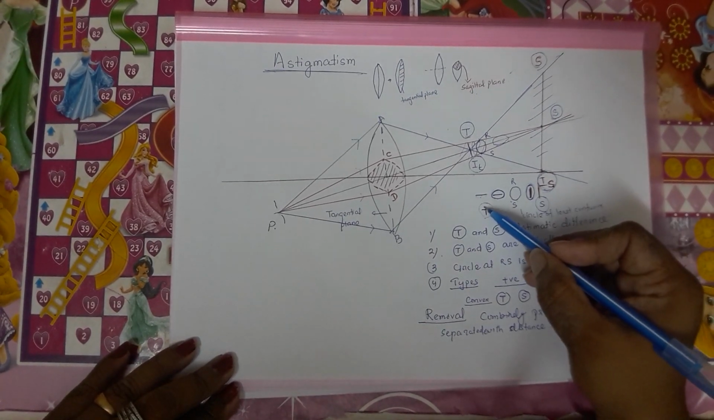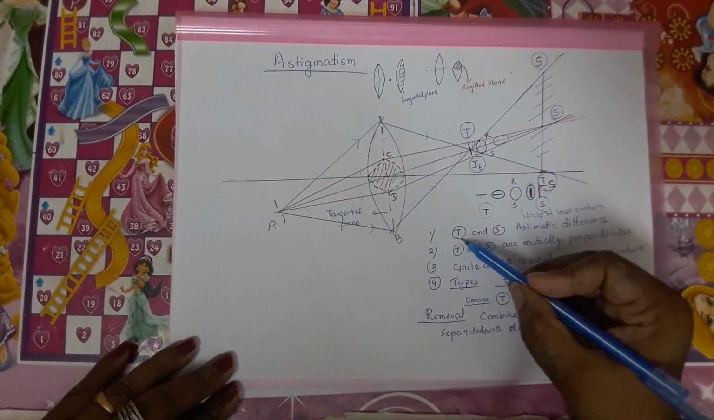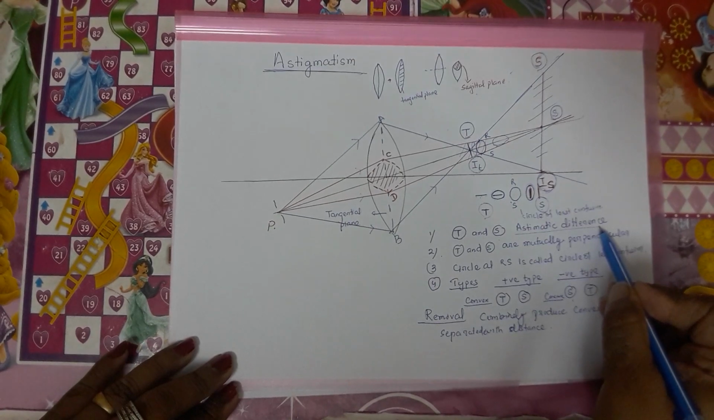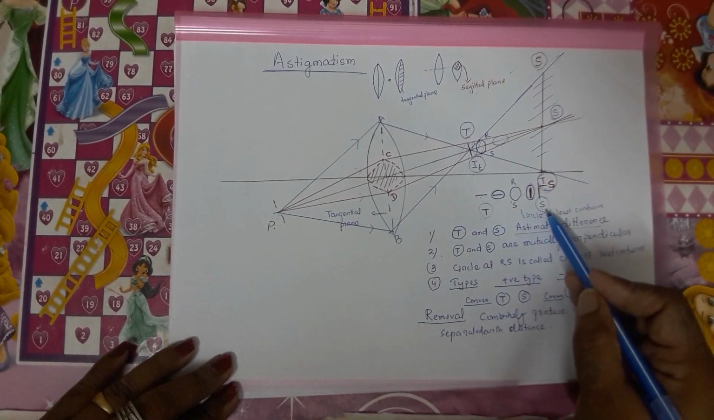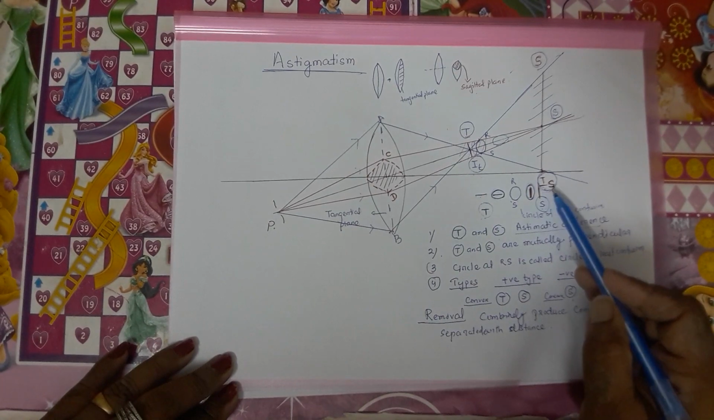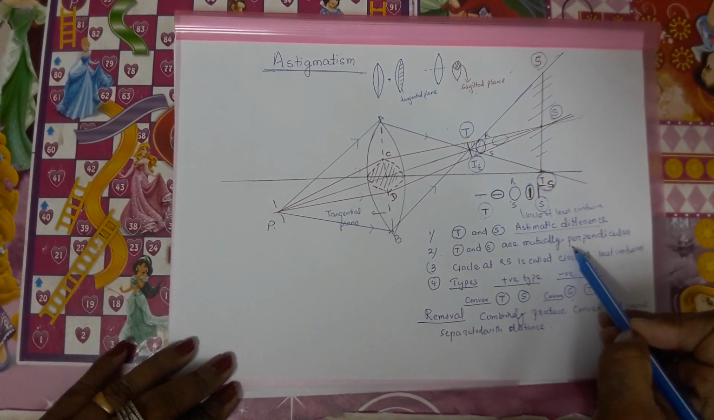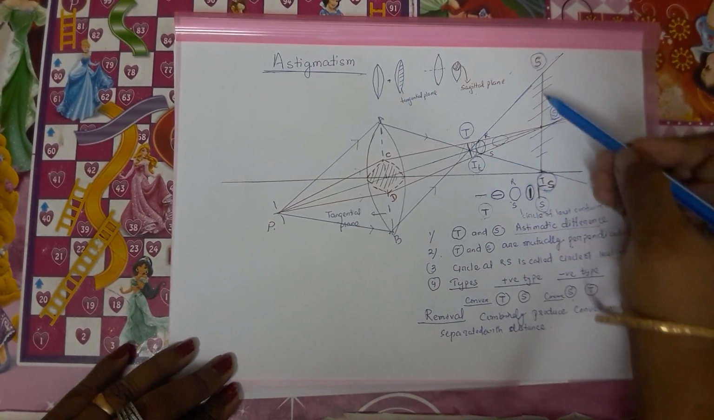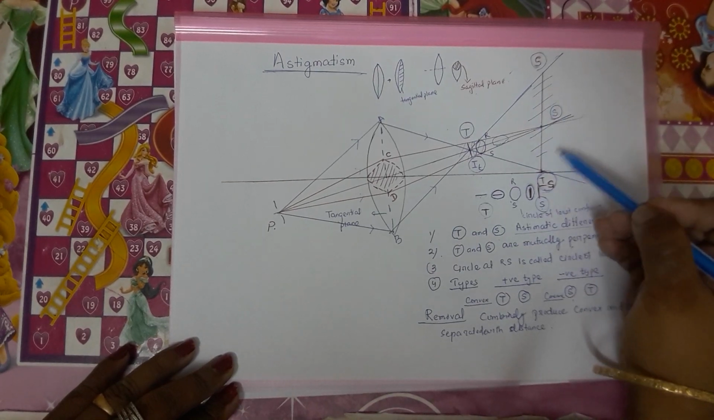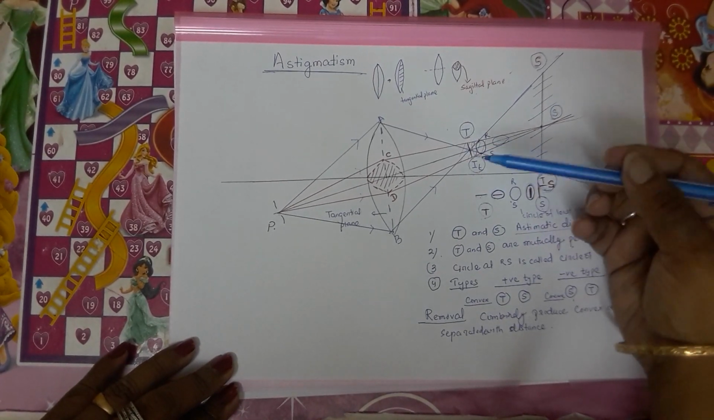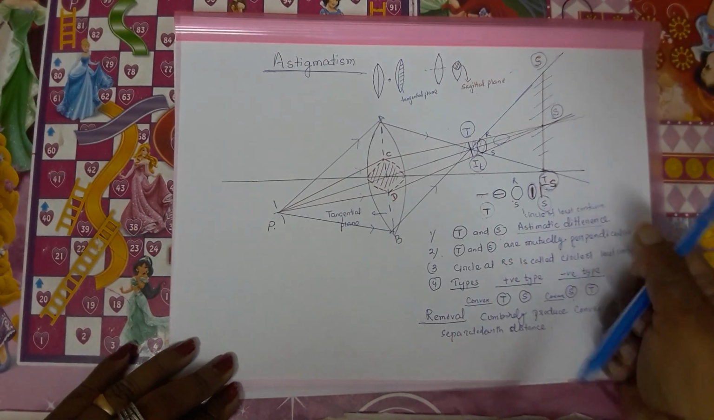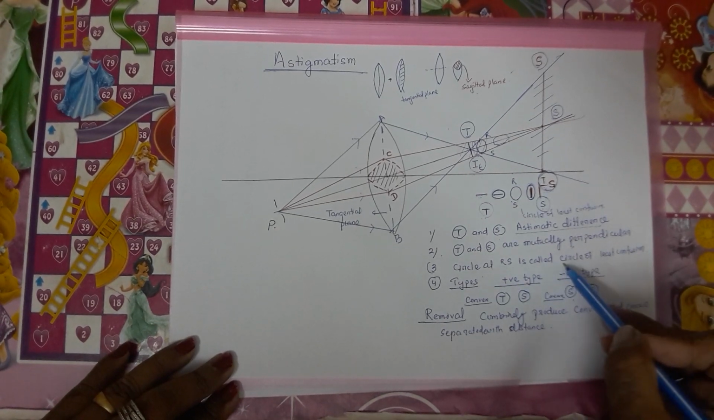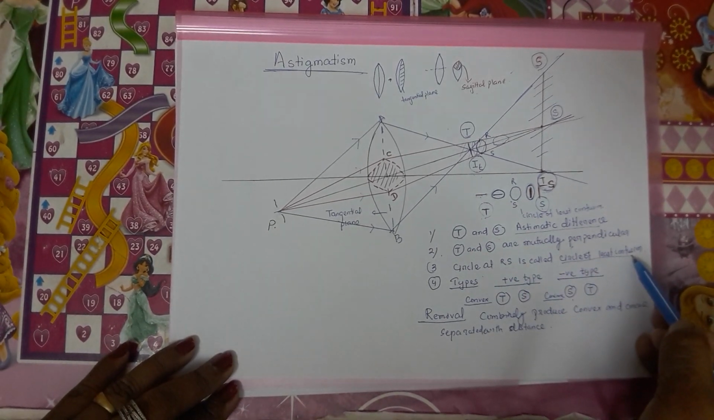The difference between T and S is called the astigmatic difference, where the T image and S image, IT and IS, are mutually perpendicular to each other. The IT lies in the sagittal plane, IS lies in the vertical plane. These two planes are perpendicular to each other. At the middle position, we get the circle of least confusion.